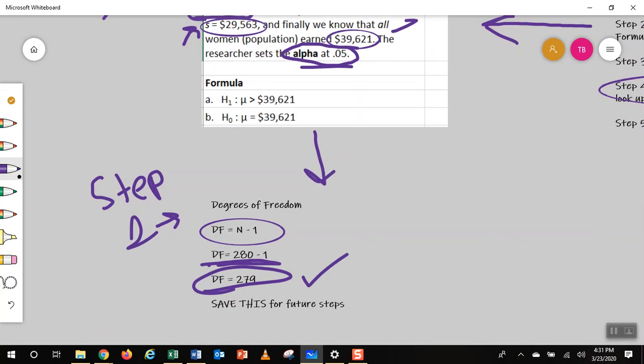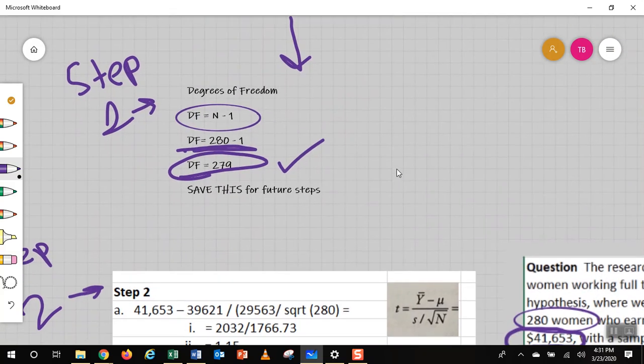So we're going to save this for future steps. Just write that down somewhere, keep it to the side, however you want to keep it. You'll need this later on. We don't need it for the formula, but we need it when we look up the t chart.